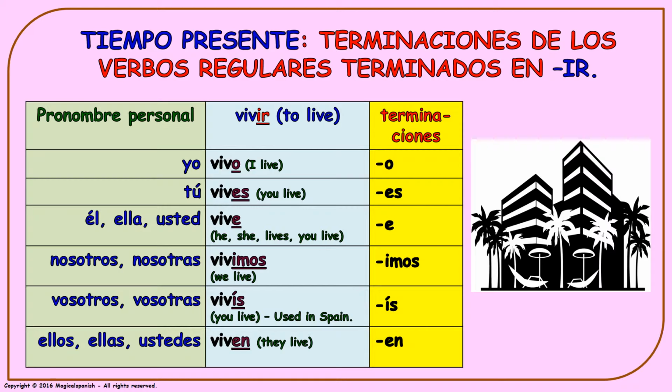Let's begin with yo. Yo vivo, the ending is O. Tú vives, the ending is ES. Él, ella, usted vive, the ending is E. Nosotros, nosotras vivimos. The ending is going to be IMOS. And vosotros, vosotras vivís. The ending is going to be IS. And ellos, ellas, ustedes viven. The ending is going to be EN.